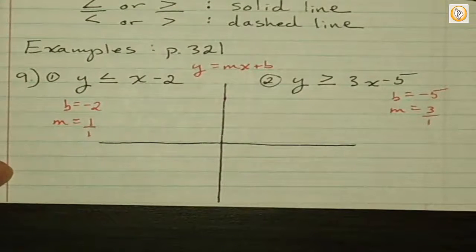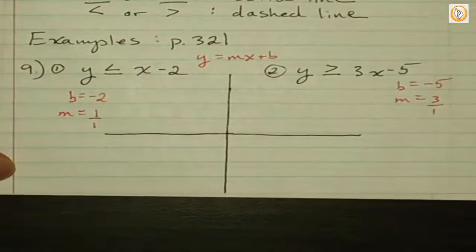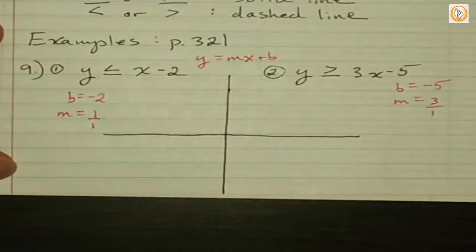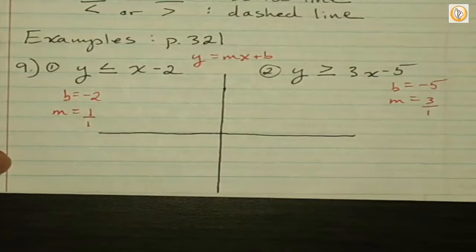And I'm not even going to use a straight edge, just kind of freehanding it. This is better than graphing the first one, where they had to be so precise so you could find that exact intersection. This one's a lot easier than that. We're ending on a good note.